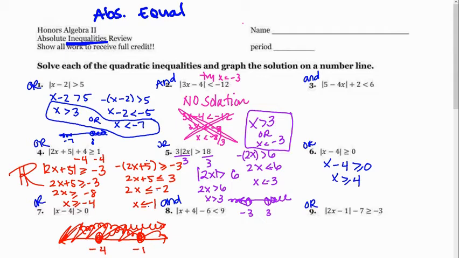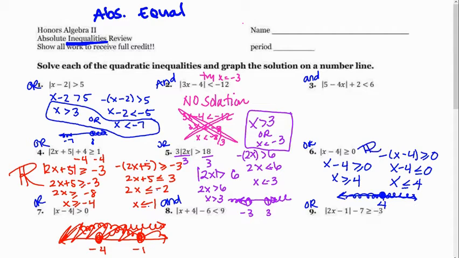Okay, what if I do the other way? Negative x minus 0. Well, if I divide by negative, I flip it. 0 stays the same. Okay, this should be an or. These both end up as 4. I want all the numbers greater than or all the numbers less than. Turns out the answer for this one is all real numbers as well.